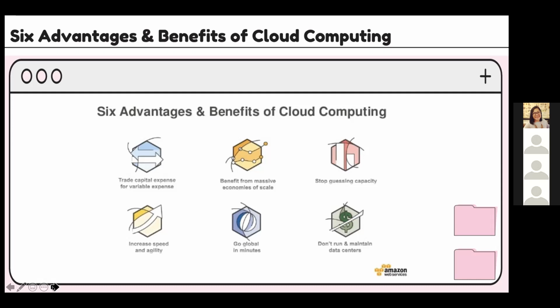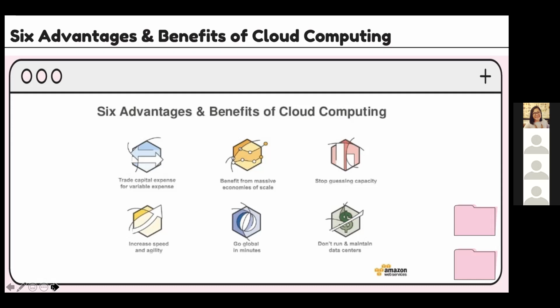So madali na lang. Ang pagbabayad natin doon, kung ano lang yung oras na ginamit natin siya. Unlike kung mag-i-invest ka agad, 'di ba? Usually hindi naman natin na-maximize yung mga investment natin. Kumbaga pag hindi natin ginamit, nandiyan lang yung equipment, nandiyan lang yung server. But with the cloud, kung hindi mo siya gagamitin, hindi ka rin magbabayad. So trade upfront cost for variable expense. Dito nakikita yung mga capital expenditures and operational expenditures natin.